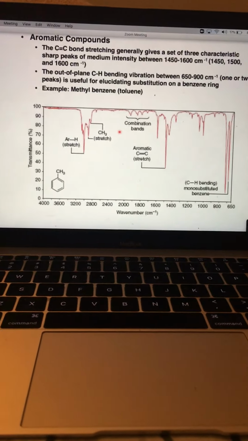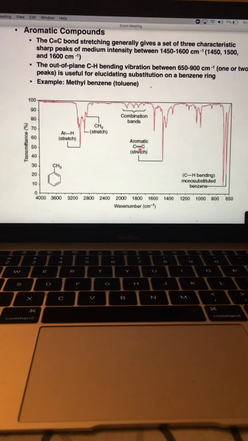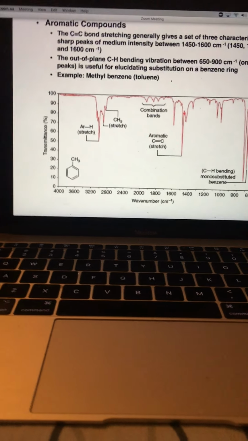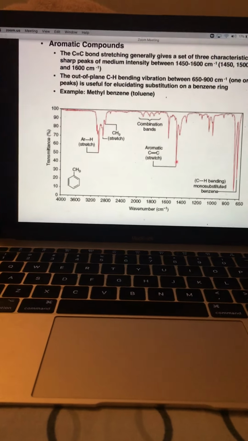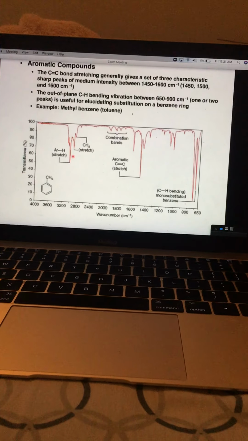Now, this is the indication for aromatics. One of the things that you can look at is the C double bond C aromatic stretch, which is going to be found in this medium to strong sharp peak right here, around 1500. And then you can also look for these peaks around 2800 to 3000, which is the CH3 stretch from this methyl group, and then the hydrogen aromatic stretch from the ring that's right here.